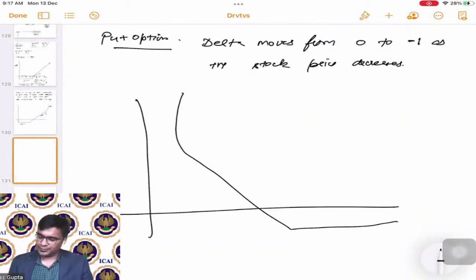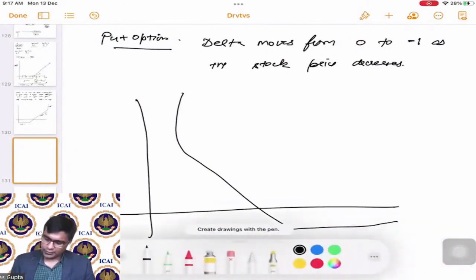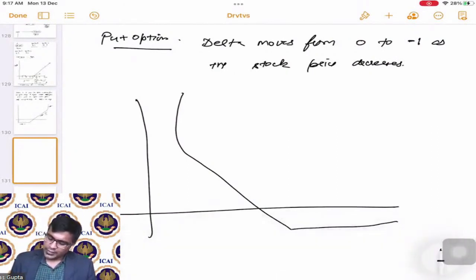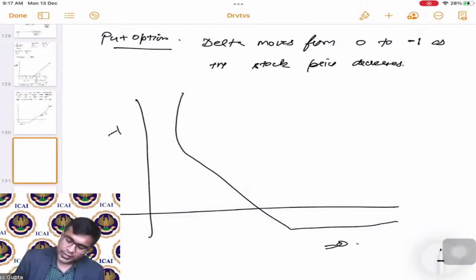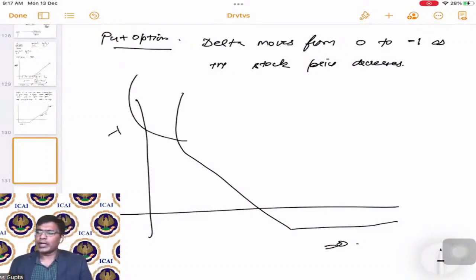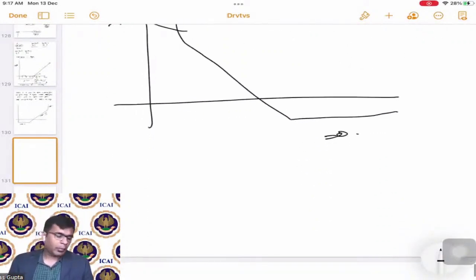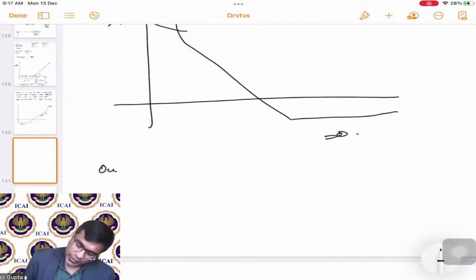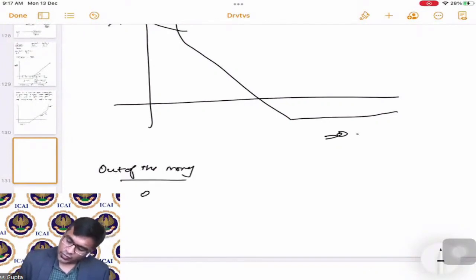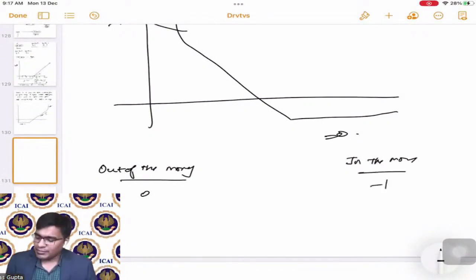Actually, here the slope is equal to 0 and here the slope is equal to -1, because somewhere it will cross the negative line like this, correct? We are not going into that, but the point we are making is that if it is out of the money, the delta will start with 0. Once it goes in the money, the delta will go to -1, because minus represents the negative correlation.